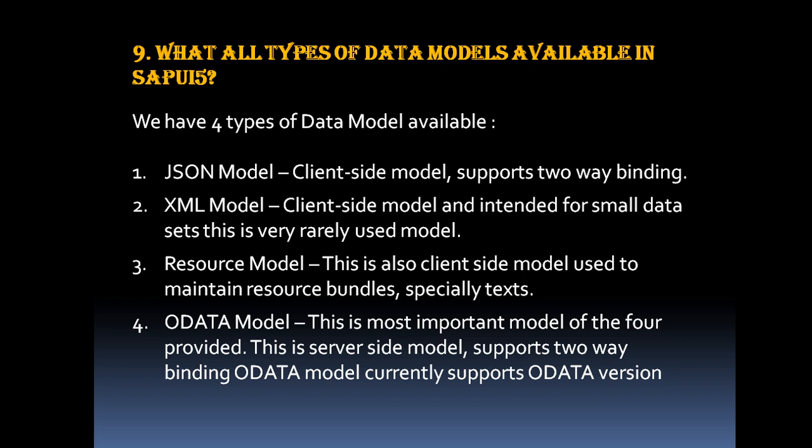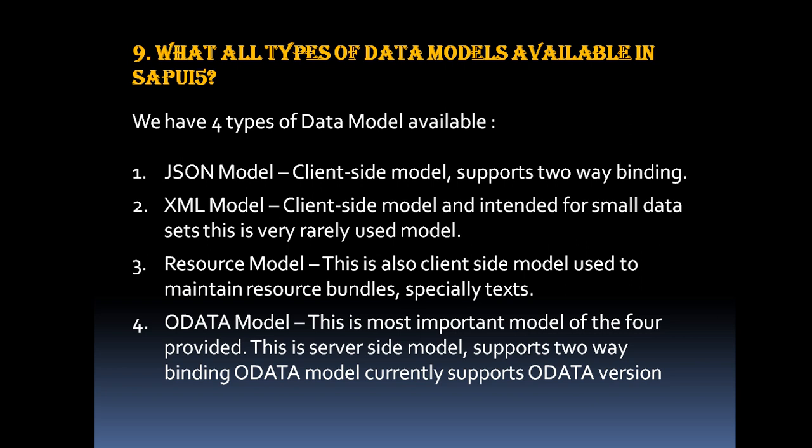JSON is a client-sided model and it supports two-way binding, and this is generally used when the data is small. Now when you talk of XML, this is also a client-sided model which is intended for small data, but then this is hardly used. And then you have the resource model, which is also another client-side model, but this is used to maintain resource bundles like texts and all, but this again is hardly used.